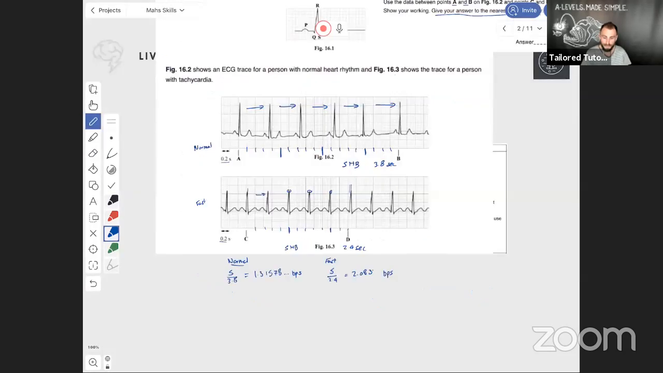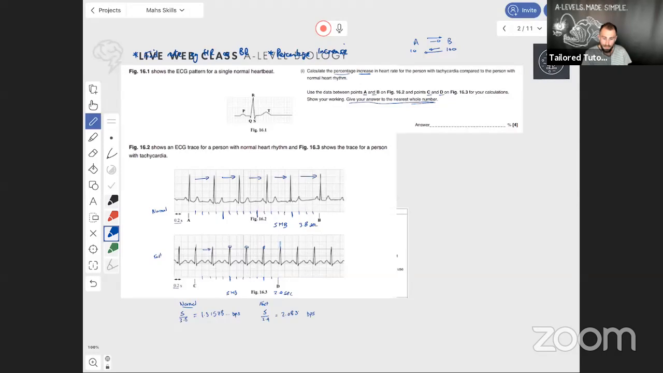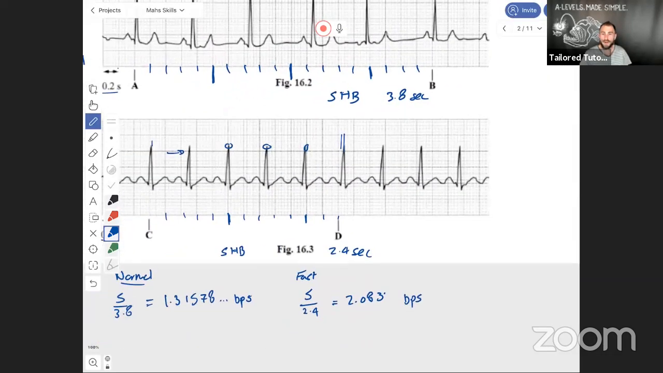Okay, now we can go back to the question. We are looking for the percentage increase. So what do we do now? Now I can throw this back over to you guys just a little bit. We've calculated the rates. What do we do next? We need to know the percentage increase. So this is basically going to be 100%. How much has it increased by? I'm going to give you a bit of time to think about it.